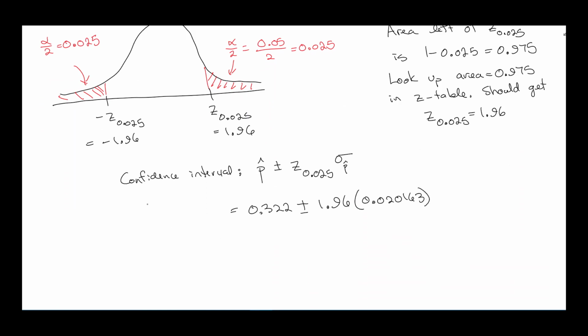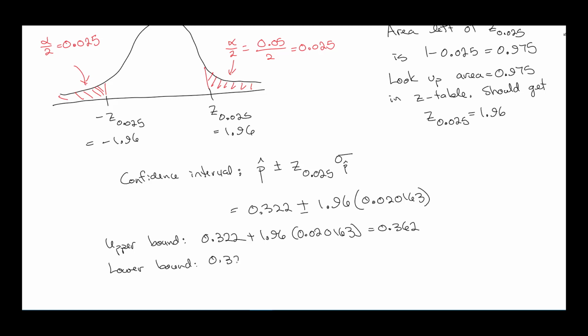Okay, so you do your upper bound and your lower bound again, just like you did before. I still have that value stored in my calculator. And so this one is going to give me 0.362 for the upper bound. And then for the lower bound, same thing, except I use the minus sign. And I got 0.282.